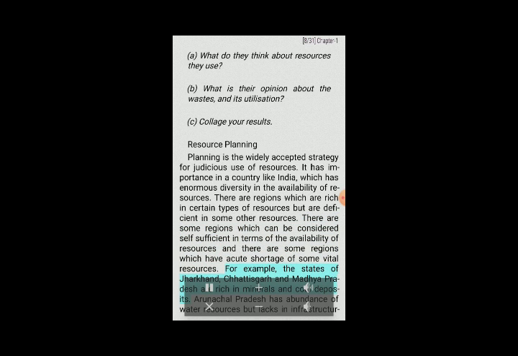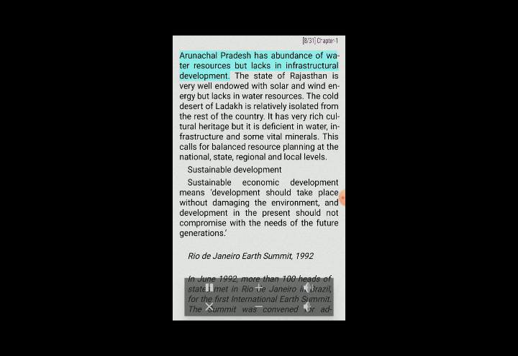For example, the states of Jharkhand, Chhattisgarh, and Madhya Pradesh are rich in minerals and coal deposits. Arunachal Pradesh has abundance of water resources but lacks in infrastructural development. The state of Rajasthan is very well endowed with solar and wind energy but lacks in water resources. The cold desert of Ladakh is relatively isolated from the rest of the country. It has very rich cultural heritage, but it is deficient in water, infrastructure, and some vital minerals. This calls for balanced resource planning at the national, state, regional, and local levels.